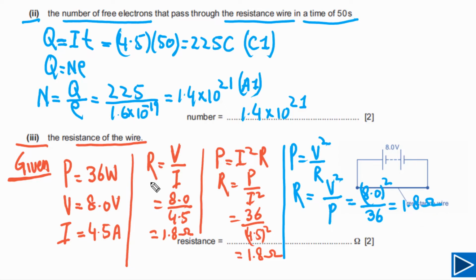So you can use any method. We have discussed 3 different methods. You can use any one of them to calculate the resistance of the wire. This question has 2 marks. You will get the first mark if you have used the right equation. And the second mark means the 2 marks you will get if you have got the right answer.